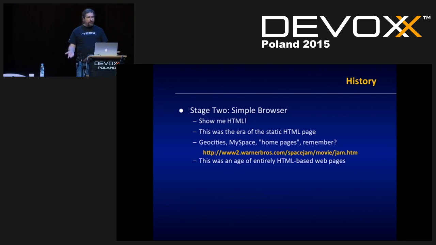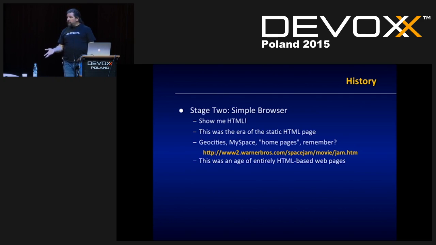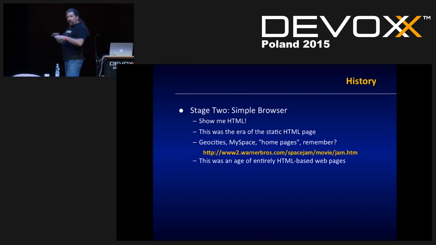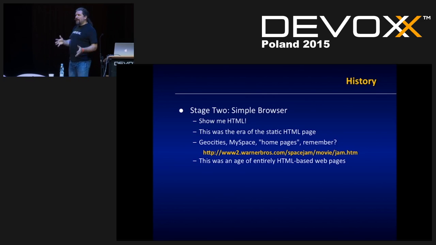Netscape Navigator, I think, ships in 1993. So if you're under the age of 22, Navigator, now Firefox, is older than you are, which is kind of frightening when you stop to think about it. And we had a bunch of these pages that were out there, and they were all completely static HTML.